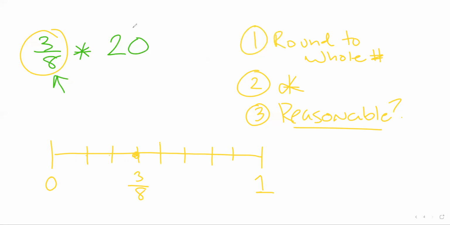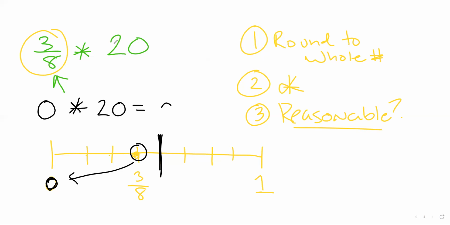So now, if we look, the tricky part with this one is that here would be the middle. So if I actually did round this, it would make sense that I round down to 0. But if I made this 0 and multiplied it by 20, I would end up with 0. And that's actually not reasonable, because this isn't 0. It's more than 0. So there's no way my answer would be 0.